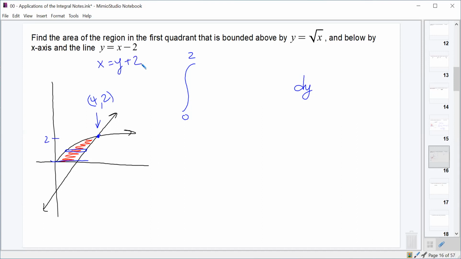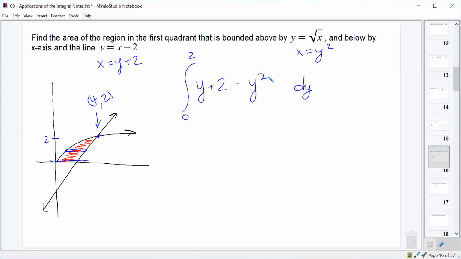for x, x in terms of y. So the line's equation in terms of y is x equals y plus 2. Since that's the larger x value, y plus 2, we'll put that first. We'll subtract the smaller one. Here we've got x is equal to y squared.